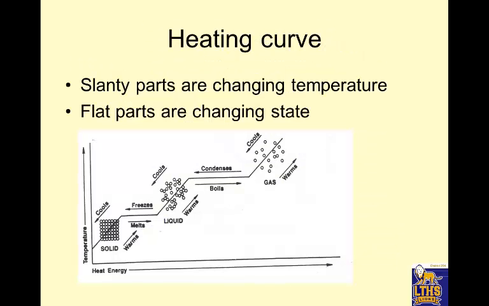Alright, so we talked about heating curves already. There's two major sections, a slanty part and a flat part. Slanty parts are a change in temperature, so it's a kinetic energy change. The flat parts are changing in phase, so it's a potential energy change. That's when the states are changing. States, phase. Changing phase, changing state. Okay? So make sure you can interpret a heating curve and know what's going on where.